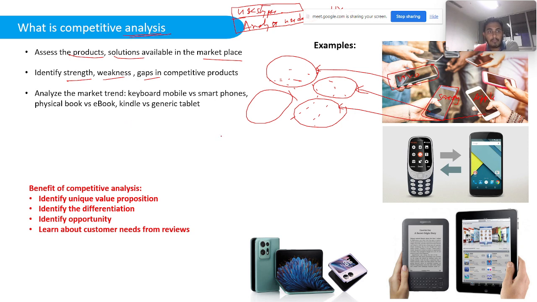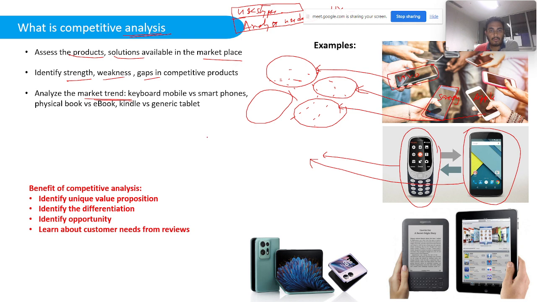An example can be comparing smartphones versus your button phones. Okay, so when we do such kind of competitive analysis, we can identify market trend. Okay, so identifying market trend is also one of the important aspects that we consider when we do competitive analysis.